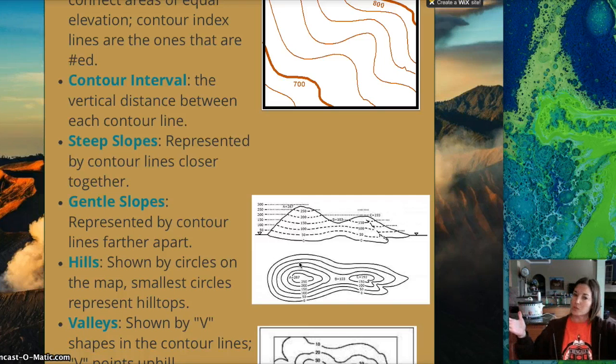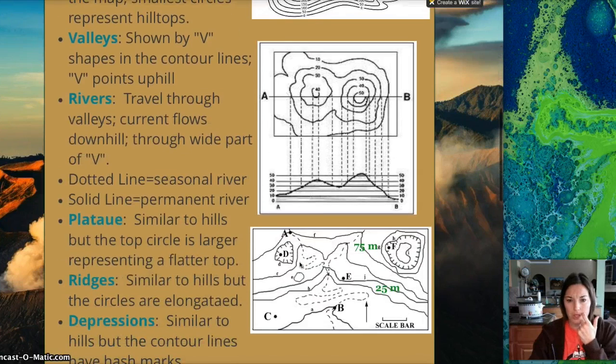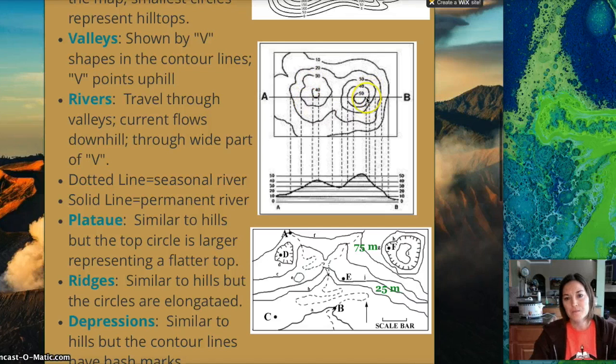If the contour lines are spread out further apart, then the elevation changes more slowly, and that will be a gentle slope. We can see that right here on this map. You can see that on the eastern side of this map, the lines are a little closer together. And then you can see down here in the profile, the side view, that it's a little bit steeper of a slope to get to the hilltop.